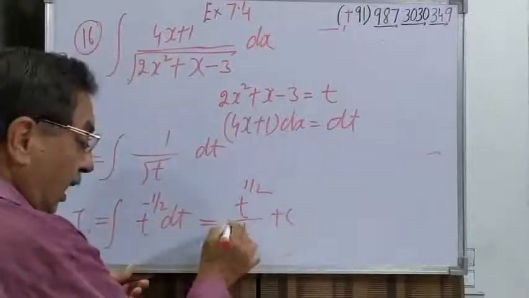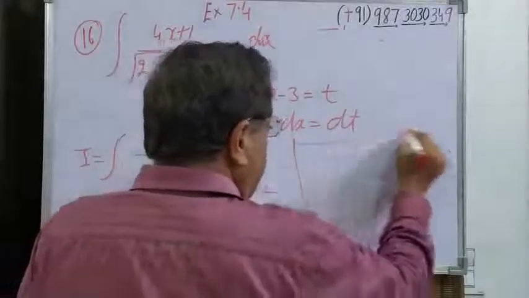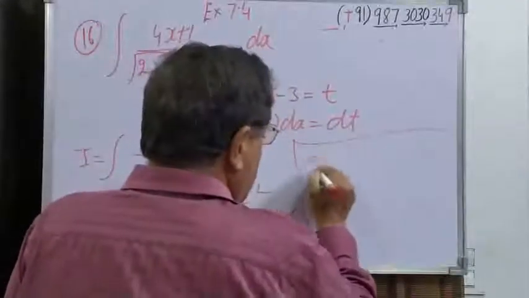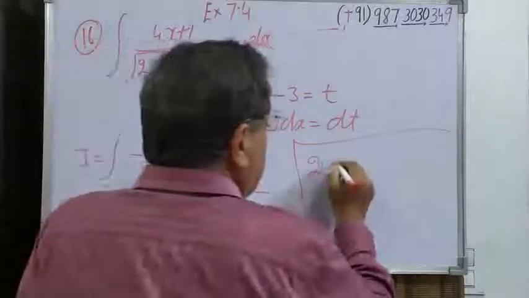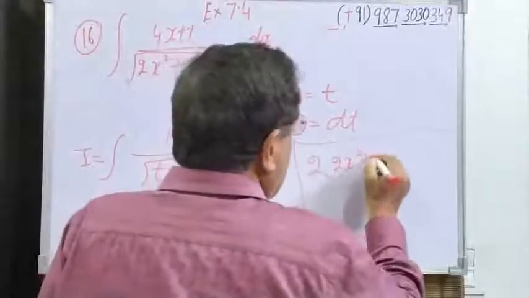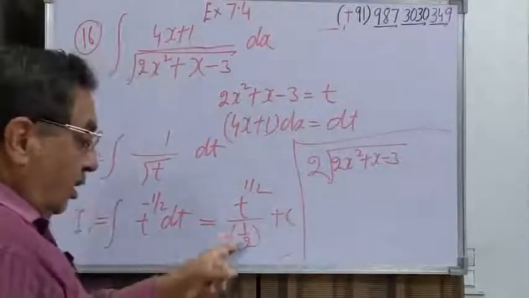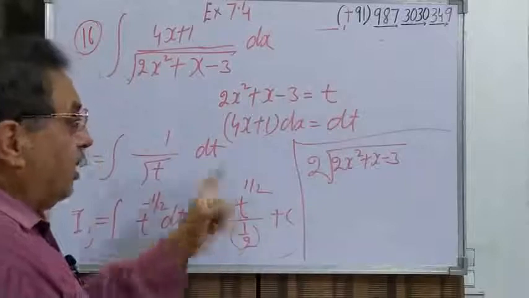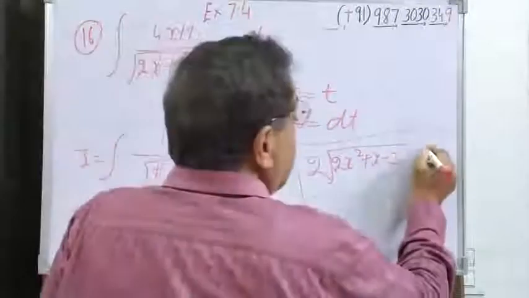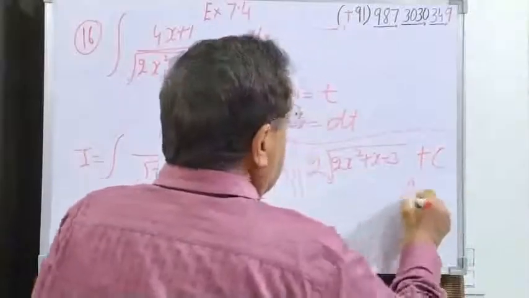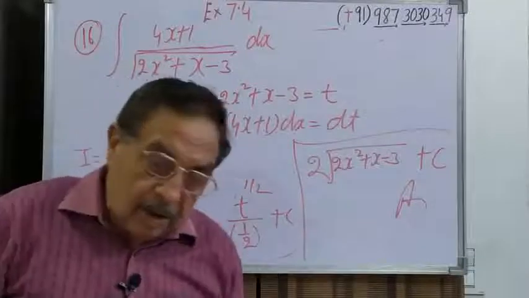Now 1 by 2 in the denominator can be written as 2 times. So the final answer would be 2 times, instead of t just replace the value, that is 2x square plus x minus 3 under the root, plus c. So this is our answer for question number 16 of exercise 7.4.